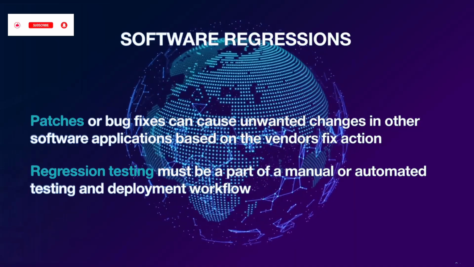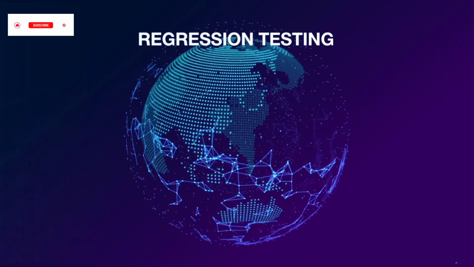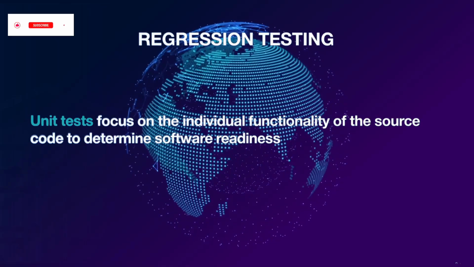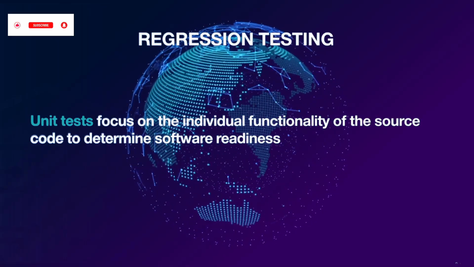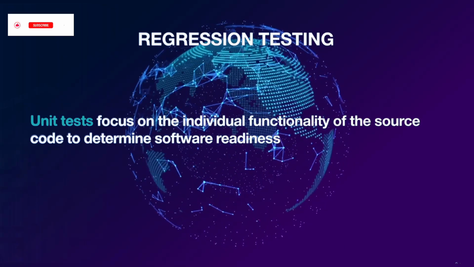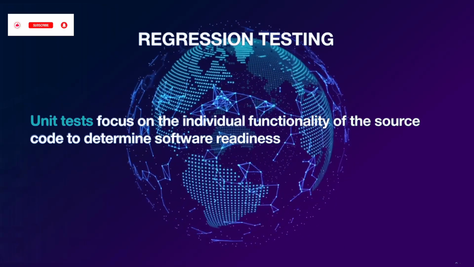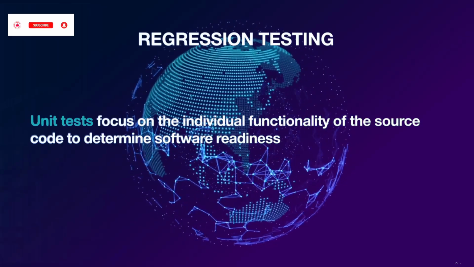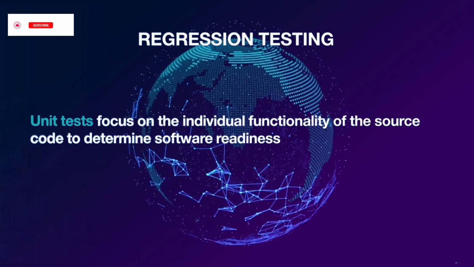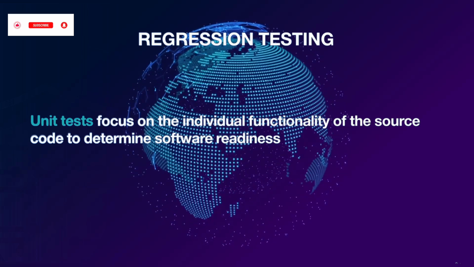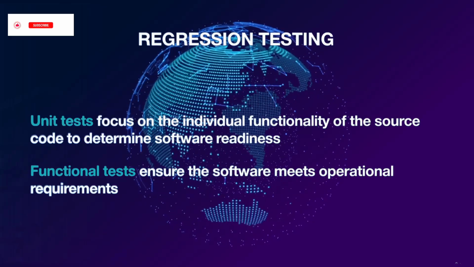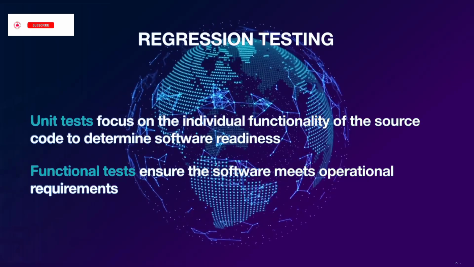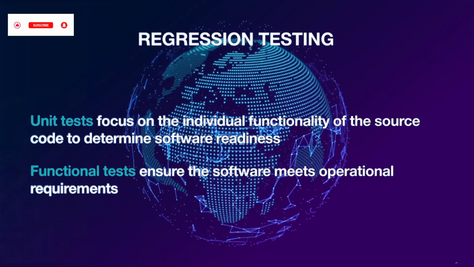Now, there is a variety of regression tests that we can perform as part of this verification. We can perform a unit test where we look at individual functionality. If we patch something that was focused on the individual functionality, we would target the source code if possible to determine if the software is ready to continue operation, or ready to go ahead and be verified and accepted. We can perform a functional test where we are ensuring that the software meets operational requirements. Once we have made that patch update, does the system still meet the functional requirement or the operational requirement that we have set forth?